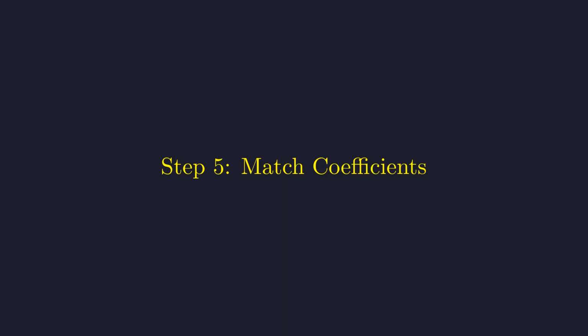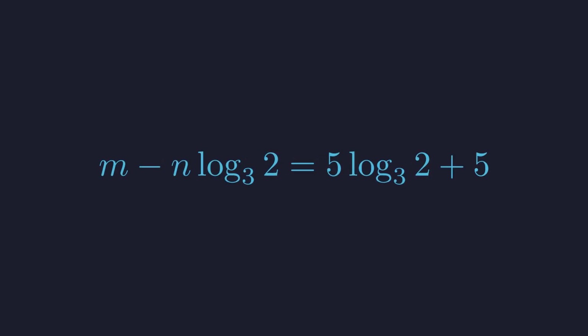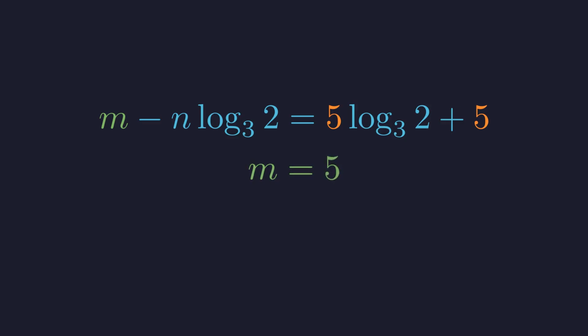The key insight is that we can match coefficients on both sides. Since logarithm base 3 of 2 is irrational, the coefficients of this term must be equal, and the constant terms must be equal. Looking at our equation, we can separate it into two parts. The constant terms are m on the left and 5 on the right. These must be equal. Therefore, m equals 5.